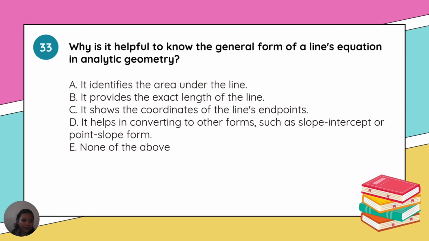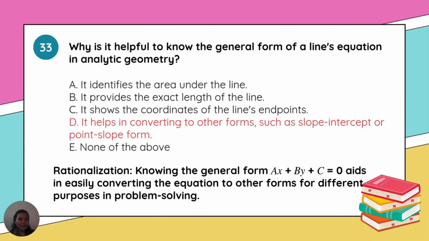A. It identifies the area under the line. B. It provides the exact length of the line. C. It shows the coordinates of the line's endpoints. D. It helps in converting to other forms such as slope-intercept or point-slope form. And E. None of the above. So the answer is letter D.